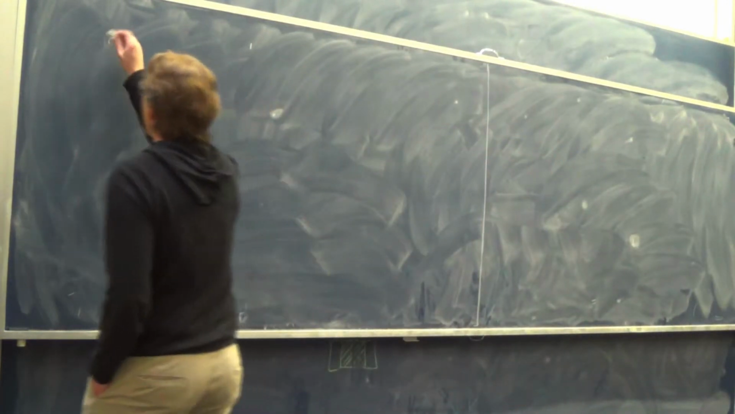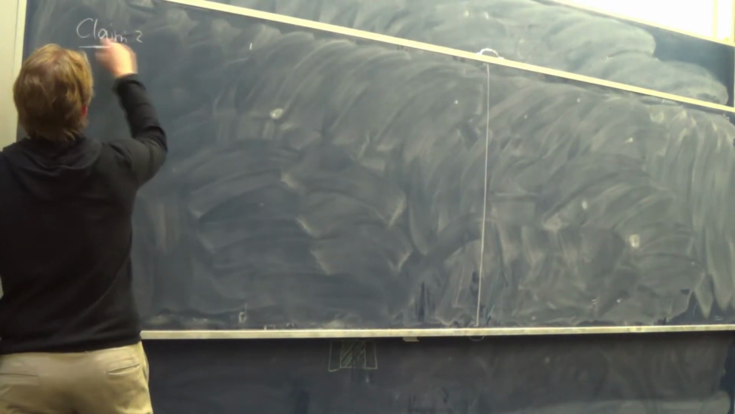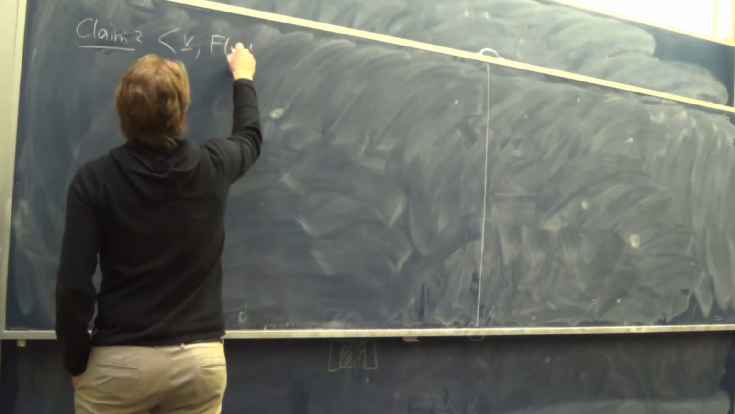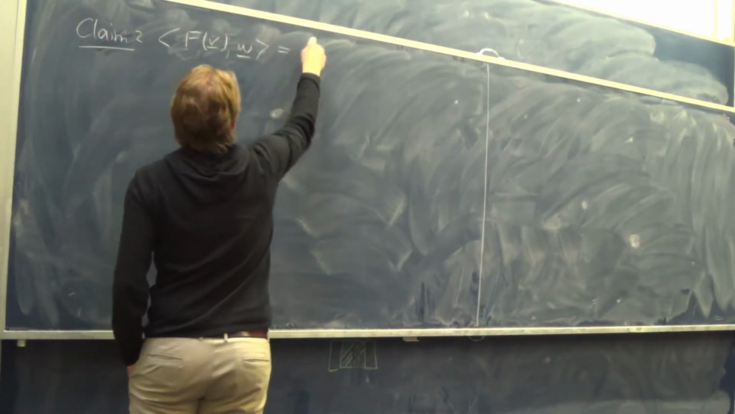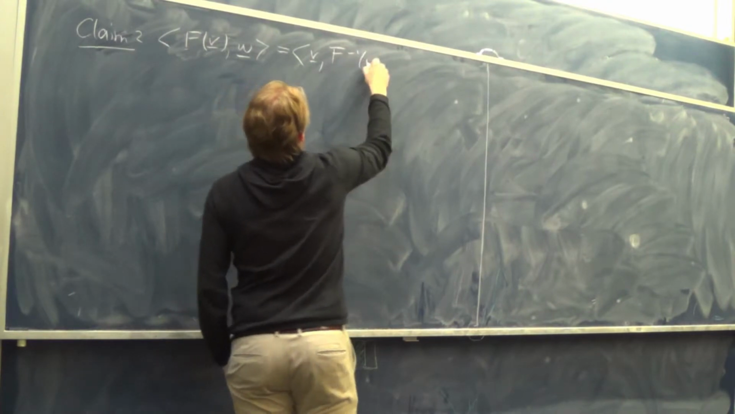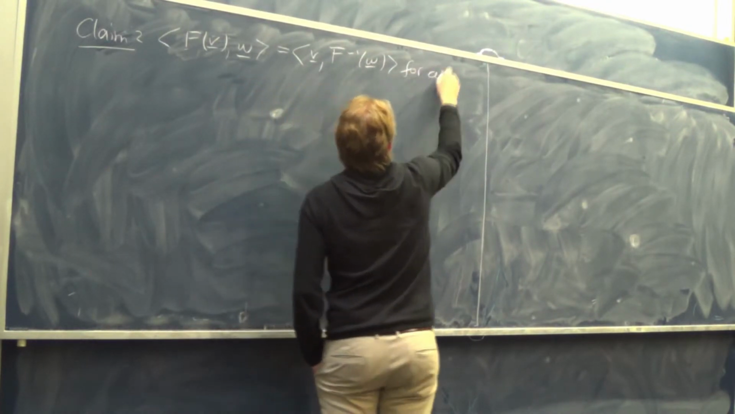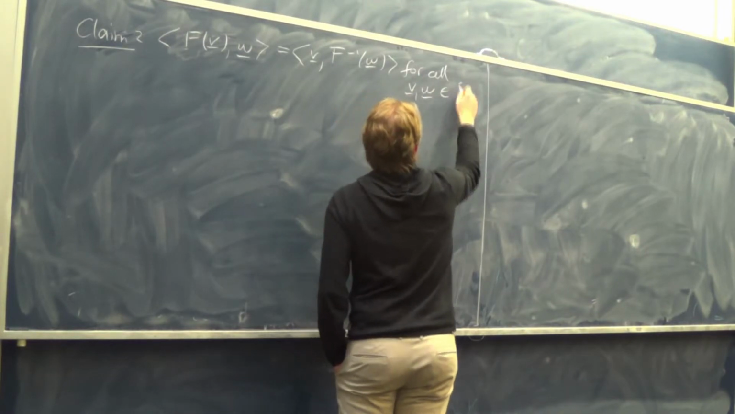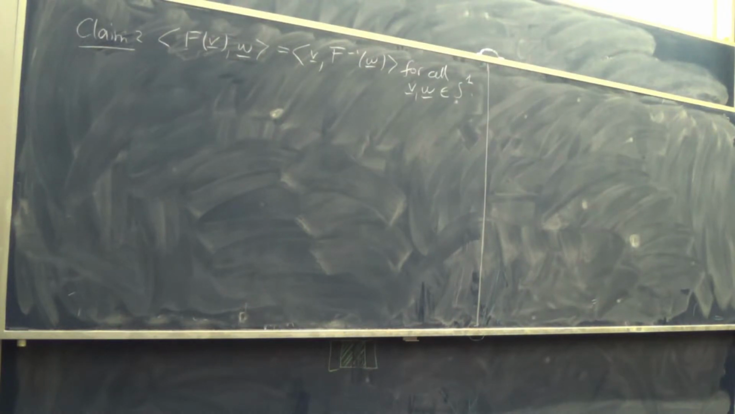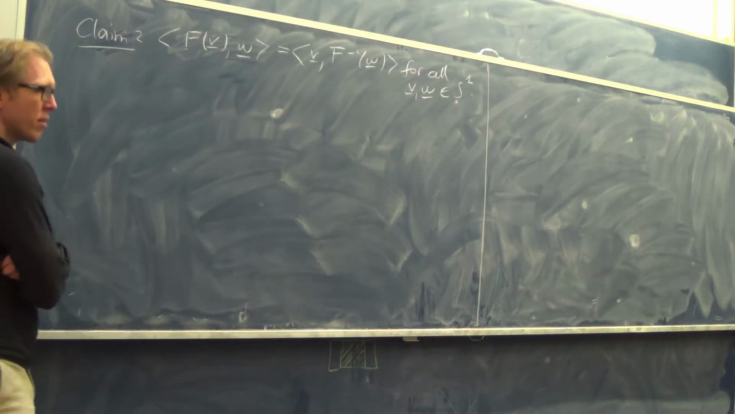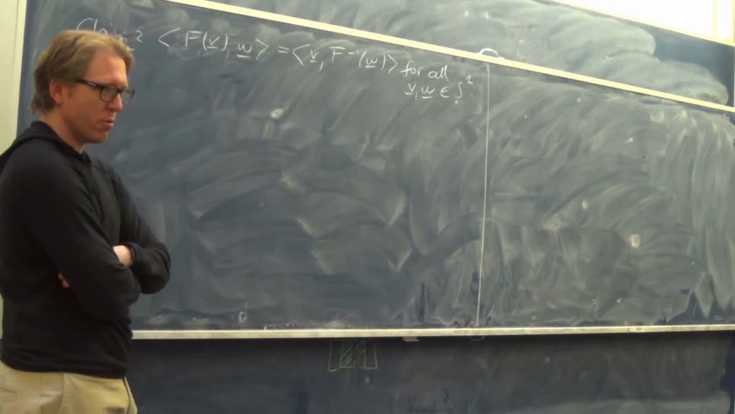Claim 2. Okay, if I take 2 points on the circle and pair them, applying F to the first one or F inverse to the second one, then I still have the same number. Okay, what's the proof of that, given what's on the board?